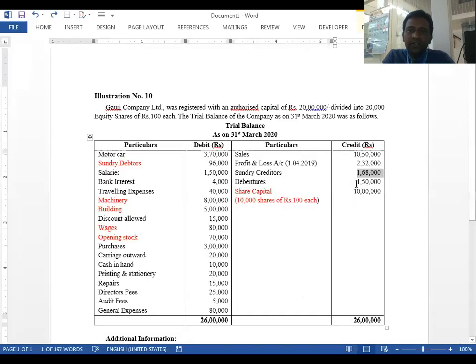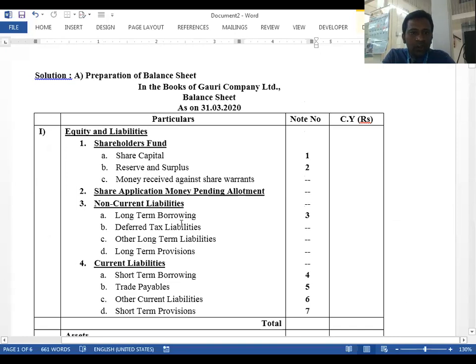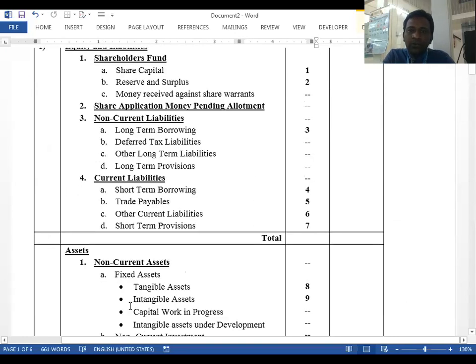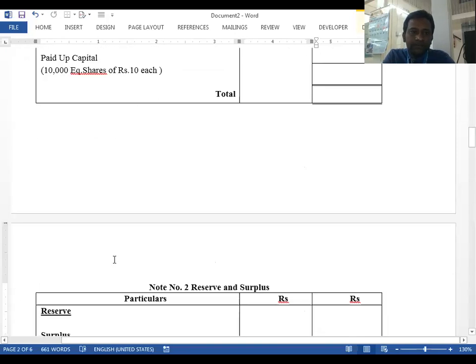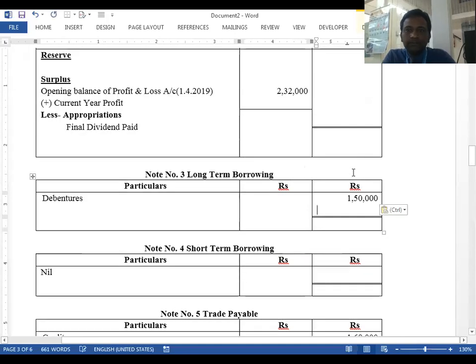Then debenture. Debenture is a long-term borrowing. So we have a separate note in this regard. See, non-current liabilities, it is a long-term borrowing. So we have a separate note, notes number 3, debenture.